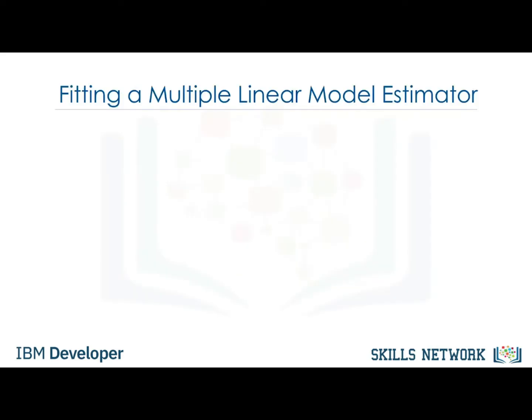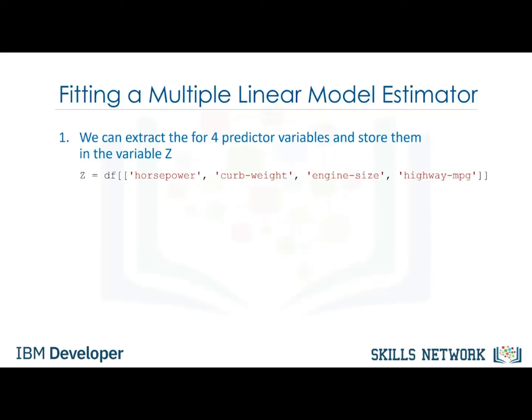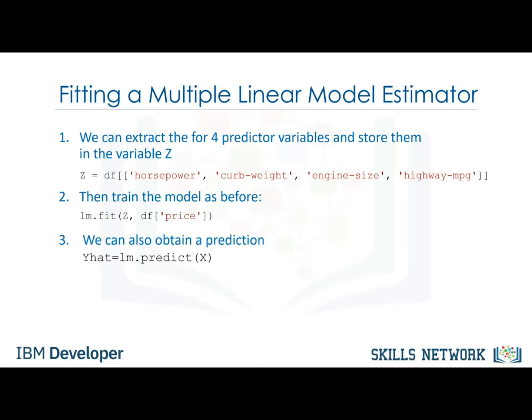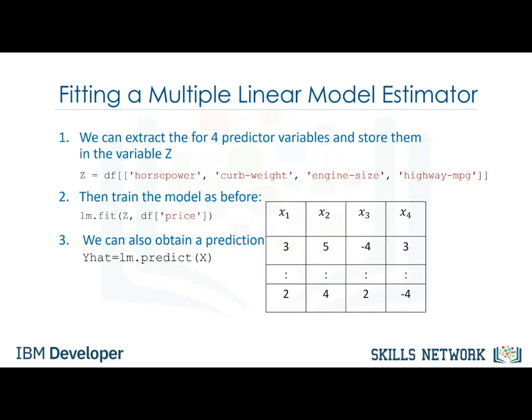We can fit the multiple linear regression as follows. We can extract the 4 predictor variables and store them in the variable z. Then train the model as before using the method train, with the features or independent variables and the targets. We can also obtain a prediction using the method predict. In this case, the input is an array or data frame with 4 columns. The number of rows corresponds to the number of samples. The output is an array with the same number of elements as the number of samples.